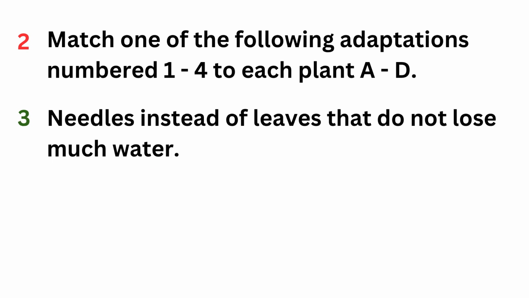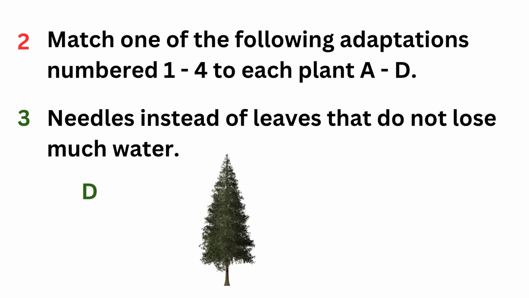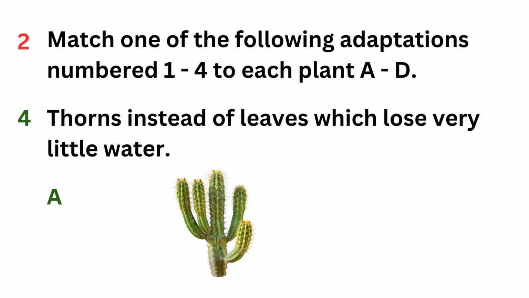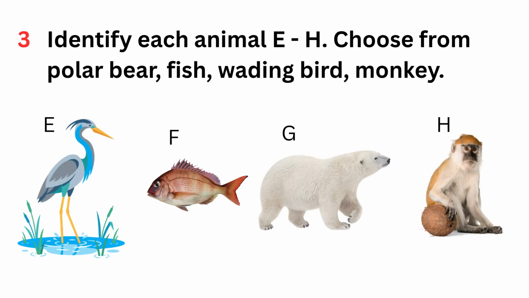3. Needles instead of leaves that do not lose much water. D. Fire tree. 4. Thorns instead of leaves which lose very little water. A. Cactus. Question 3. Identify each animal E to H.